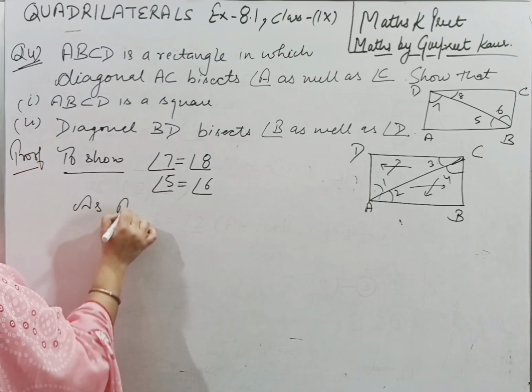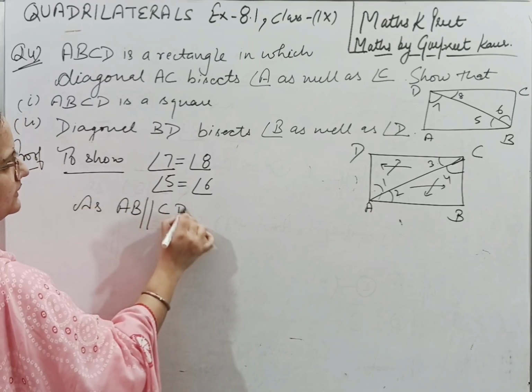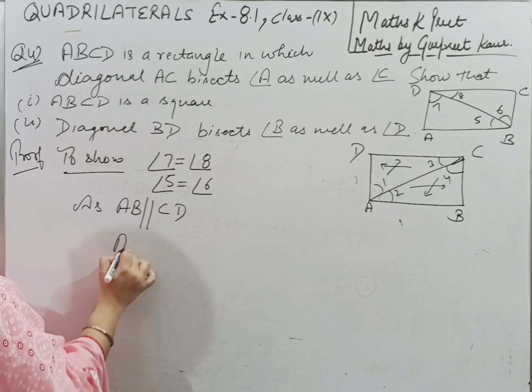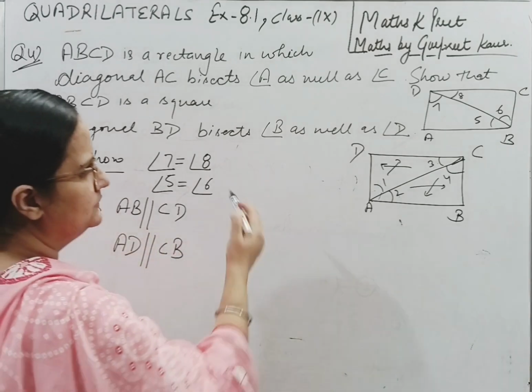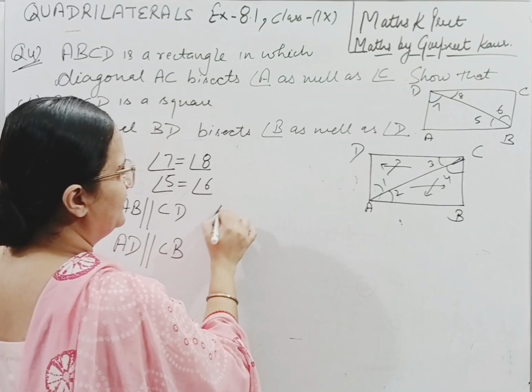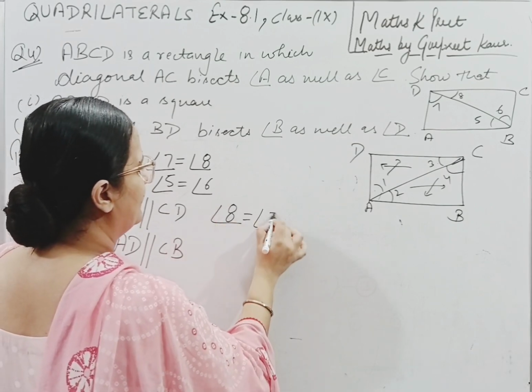As we know that AB is parallel to CD, here what? AD is parallel to CB. From AB is parallel to this, by alternate pair I am having angle 8 is equals to angle 5.